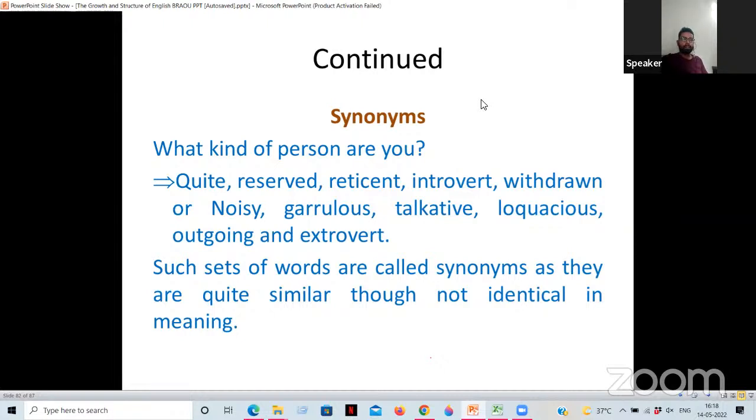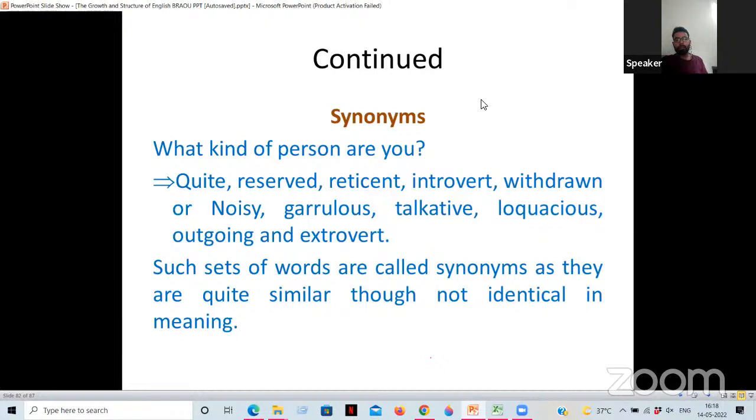As for example, in the other sense, you can say noisy. That person could be noisy, garrulous, talkative, loquacious, outgoing, and extrovert. So this set is also showing a kind of similarity of meaning, though they are not identical.